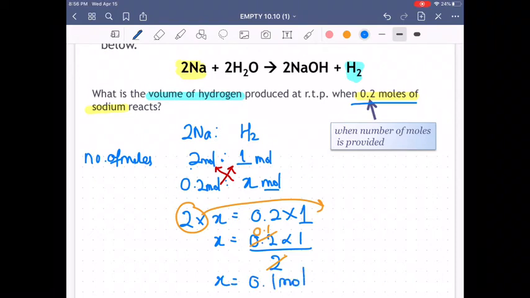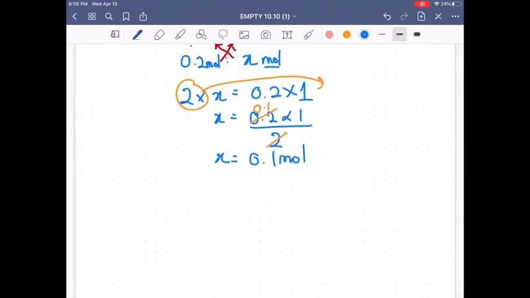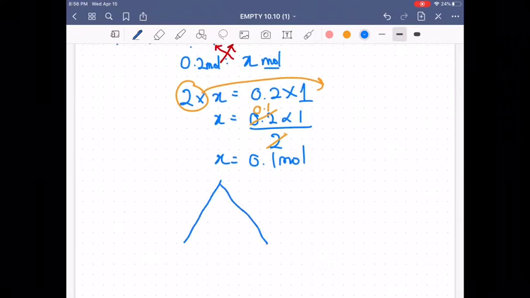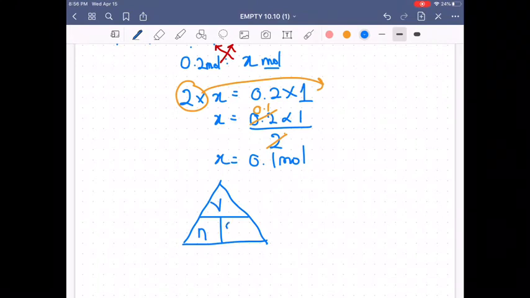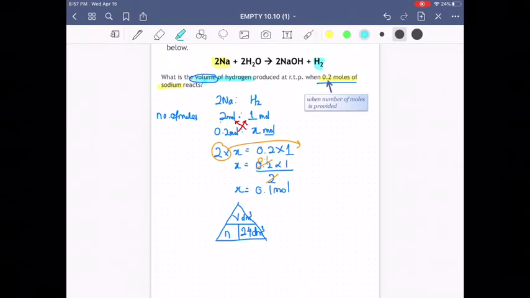Have we finished this question? No. The question is we want volume. How do we get the volume? How do you convert moles into volume? Remember the triangle? As we learned in previous lesson, this triangle, here's the number of moles, here's the volume, here is 24 dm cubed. If here is 24 dm cubed, here should be dm cubed as well, right? Alright, so you are required to find volume, right? So let me highlight the volume in this blue as well.